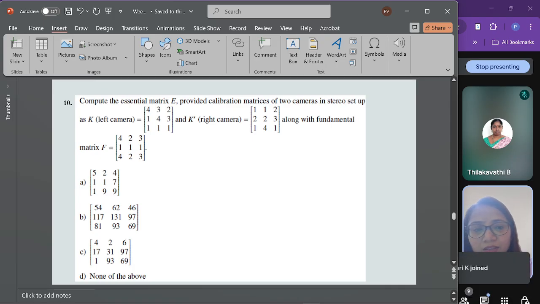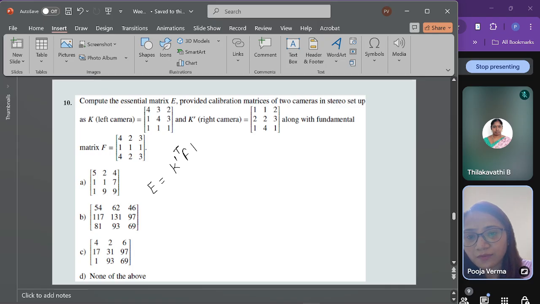The essential matrix E relates a point in one image to the corresponding epipolar line in the other, and it is defined by the calibrated camera. So the essential matrix E is defined by K inverse transpose F into K. So the essential matrix is calculated by K dash transpose F K: the right camera matrix transpose, the fundamental matrix, and the left camera matrix. Here K, K dash and F are given.